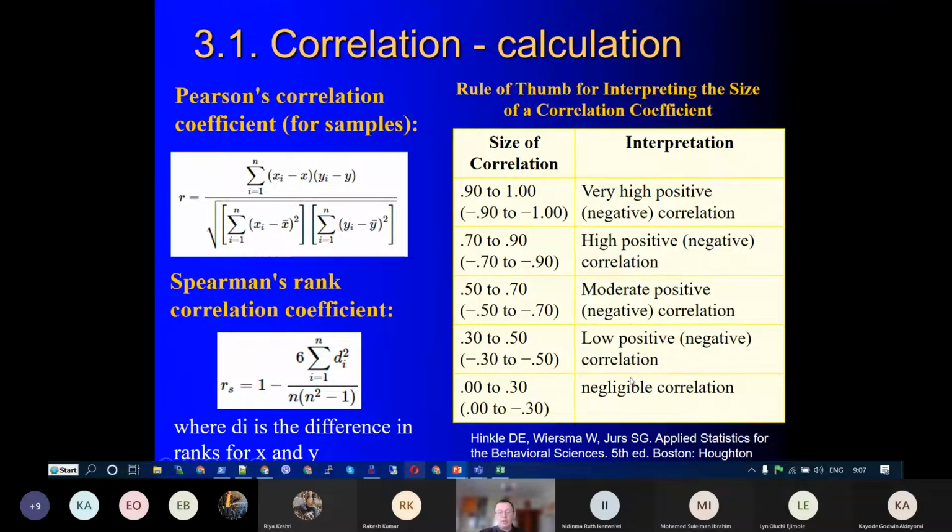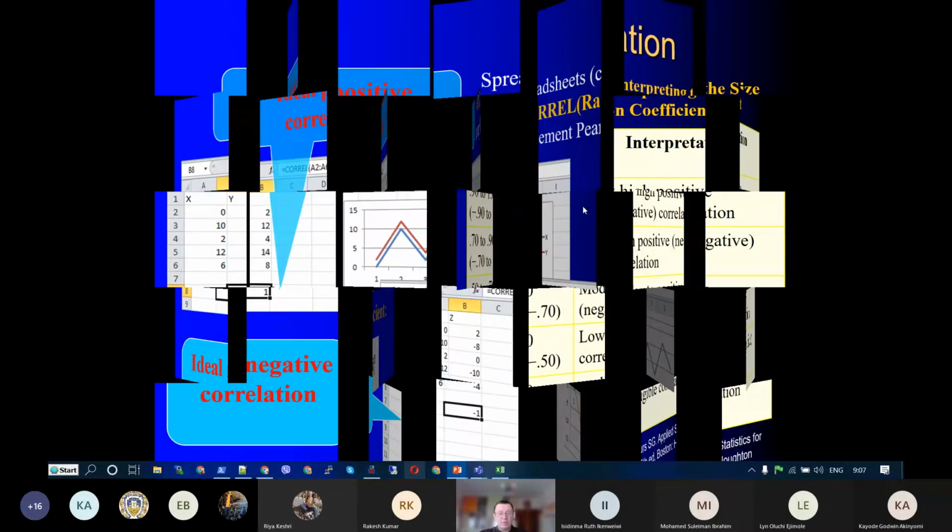So with the given limits, we can speak from negligible correlation, when our results are close to zero, to very high correlation, positive or negative depending on the sign, when we have a value between 0.9 and 1.